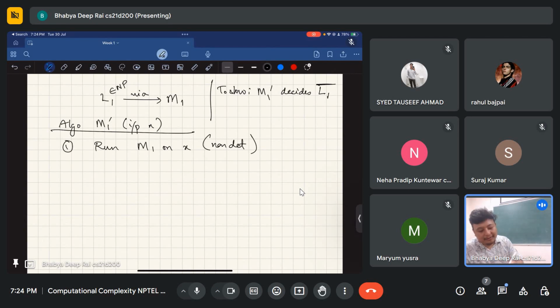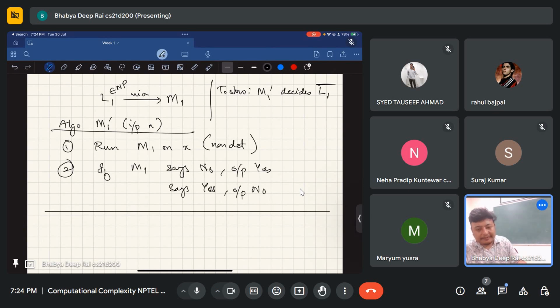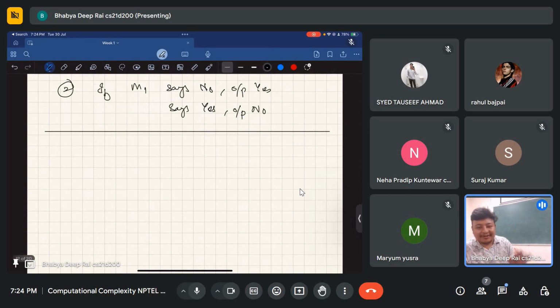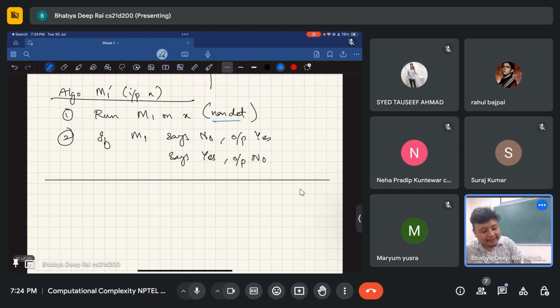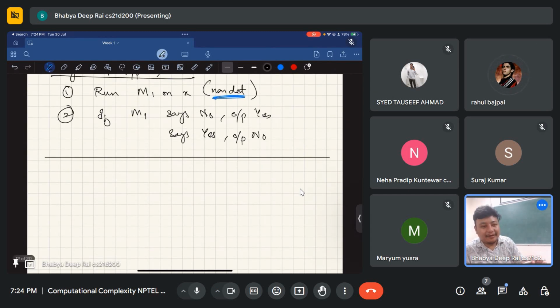Okay, this is what I want to do, and I'll use the same logic. If M1 says no, output yes. If it says yes, then output no. Okay, this was my algorithm. Previously also this was the algorithm. The only difference is this, right? It is non-deterministic now. So now this is a game changer.